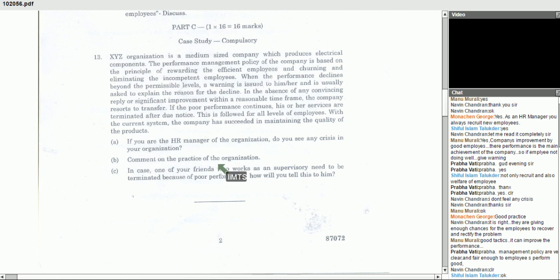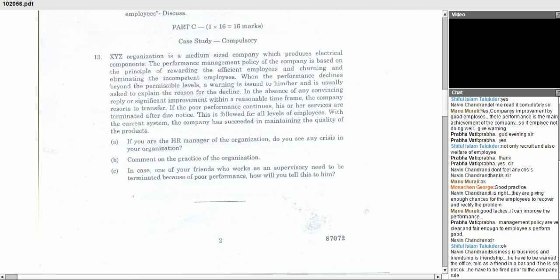No responses. At least respond. Asiya, Rashid, Monachen, Manu, Shipul. No response. Naveen, Renan, Prabha, Nixon, Lakshmi.